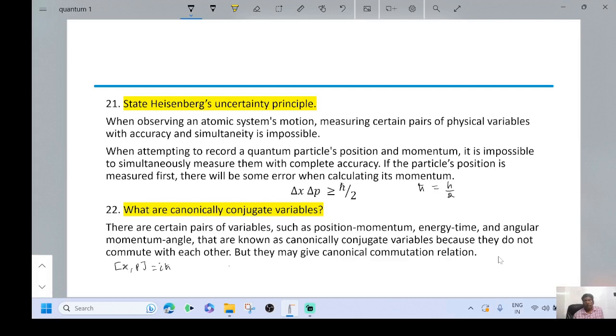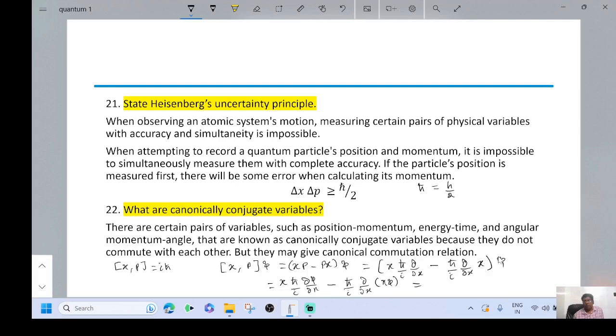To prove this, find out the value of x comma p operating on psi. That is equal to xp minus px into psi. This is x into h cross by i dou by dou x minus h cross by i into dou by dou x of x entire is multiplied by psi. This is equal to x into h cross by i dou psi by dou x minus h cross by i into dou by dou x of x into psi.